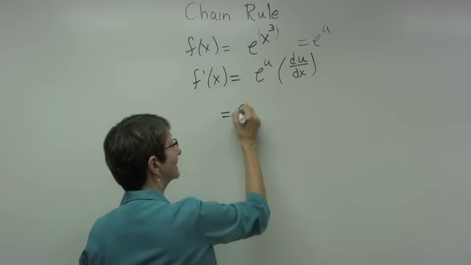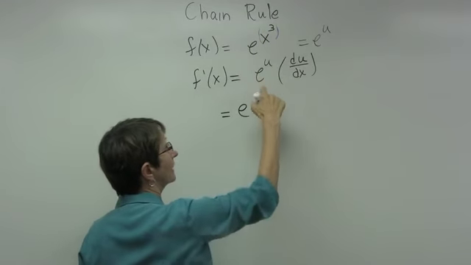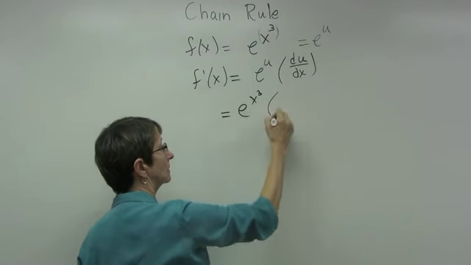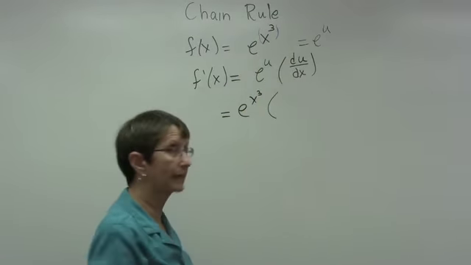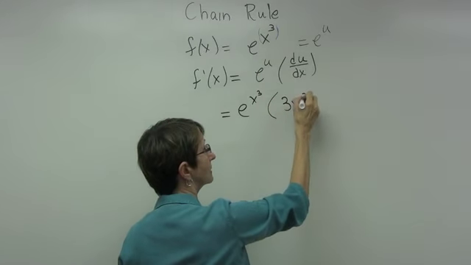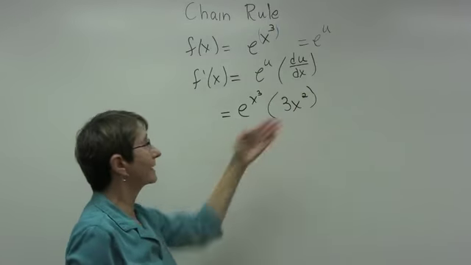The u that is the inside never changes. E to the x cubed, when I take the derivative, notice it's still e to the x cubed. And now I multiply by the derivative of u with respect to x, which would be the derivative of x cubed by the power rule, that's 3x squared. So this is my derivative.